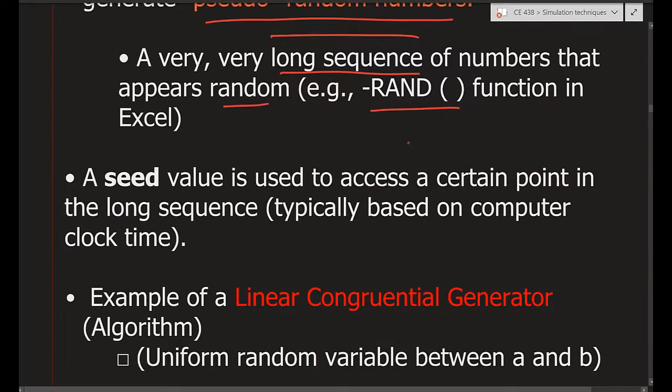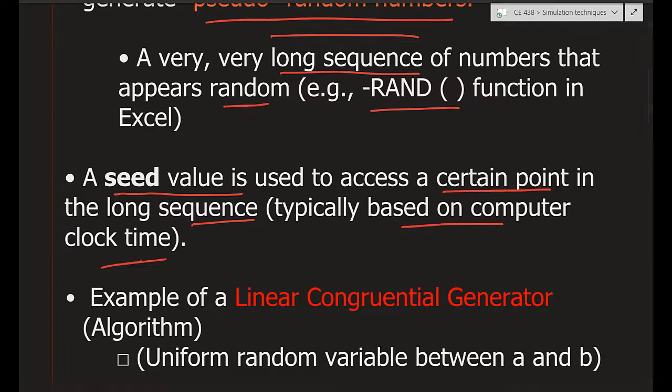When we are generating or simulating random numbers, we require some initial value, and this value is called the seed value. A seed value is used to access a certain point in the long sequence, typically based on the computer clock time. Once we start to run the algorithm, or start to generate random numbers, we have to start somewhere, and this starting point is called the seed value, and that is often taken from the computer clock time. So based upon the computer clock time, seed values are taken, and then random number generation starts.